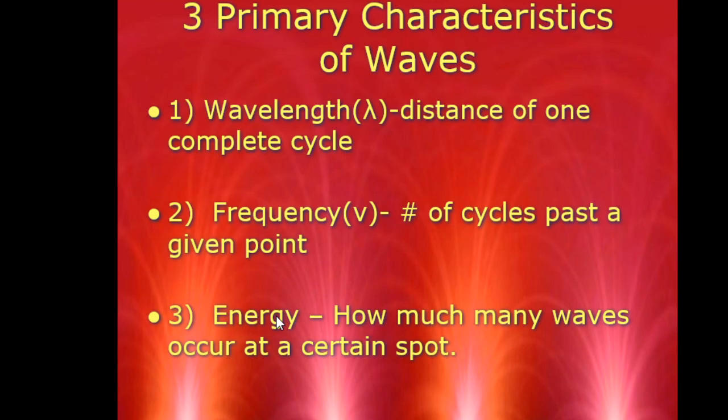Okay. There are three primary characteristics of waves, and you're going to have to understand what these are and how they relate to each other. We'll go through that here. The first one is wavelength, and it is designated by this delta sign. You will not need to know any equations about waves. It is a delta, and it is the distance of one complete cycle. We'll see a picture of that in just a minute.